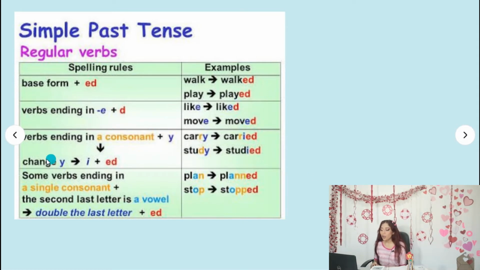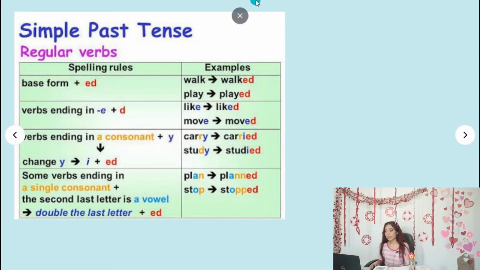Okay, what happens when we have a verb ending in a consonant? Remember, a consonant is the same that you can hear as in Spanish. Okay, so this is about the ending. Carry, this is a consonant. As you know, R is a consonant. And the Y is Y. Okay? Carry, carried. We change that Y into an I, and we add ed. Carried, study, studied.